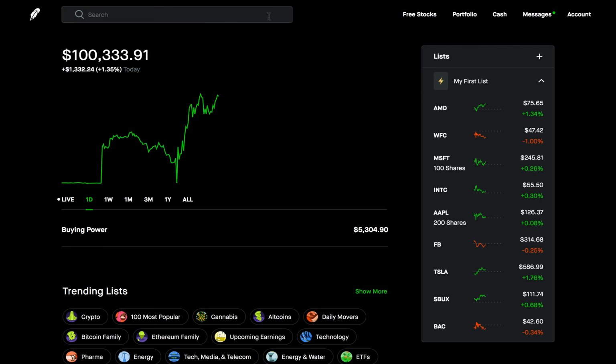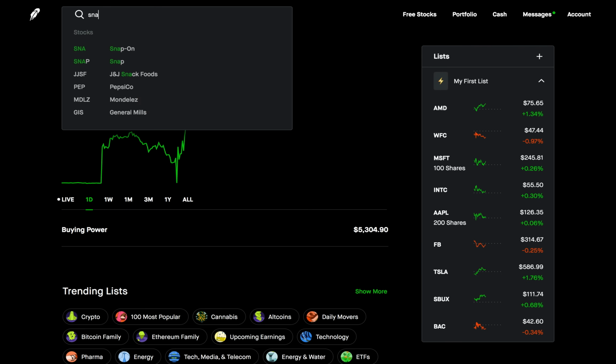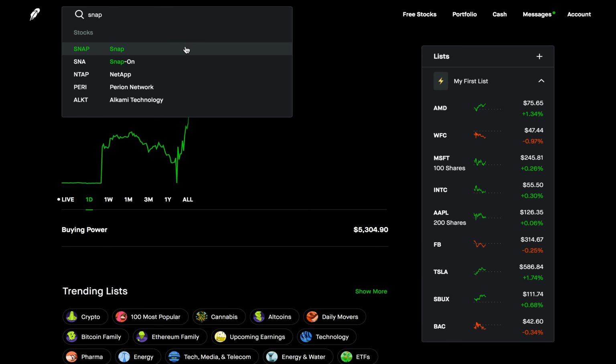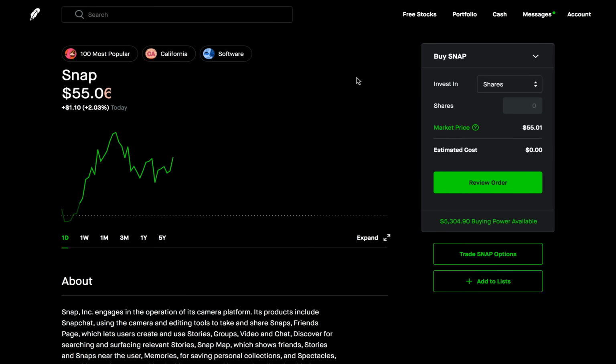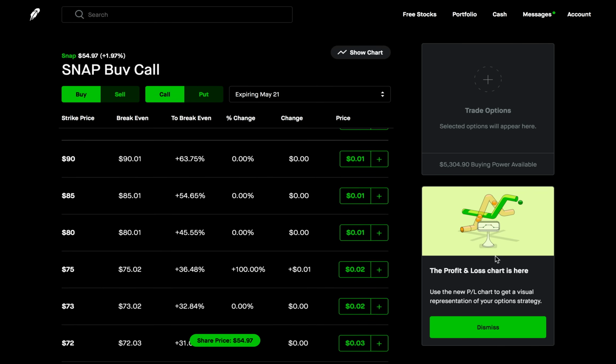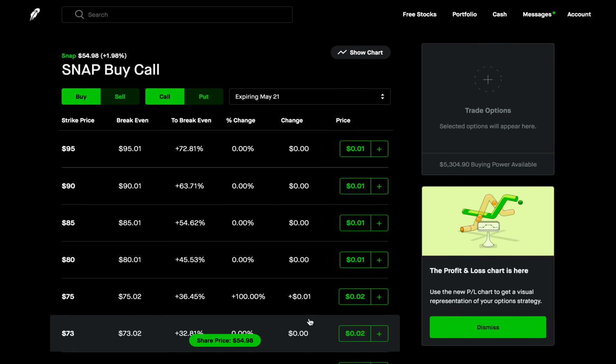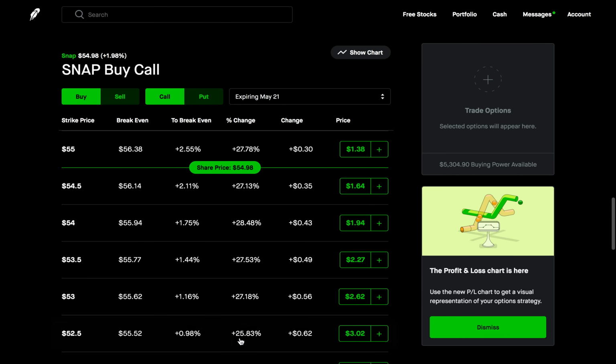So first of all, I'm going to be using Snap for today's demo. So let's go over to Snap here. And by the way, this is just an example I'm showing you guys. Please don't follow this exact same trade. This is just an example. Now we're going to go over to the options here for Snap. So trade Snap options. And here we are on the options available for this stock here.